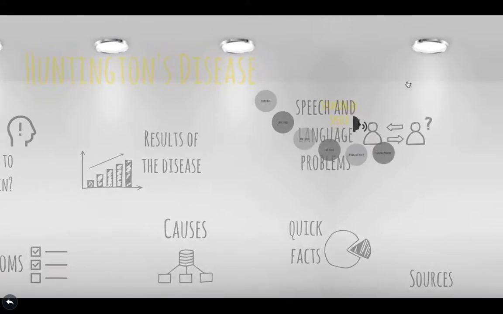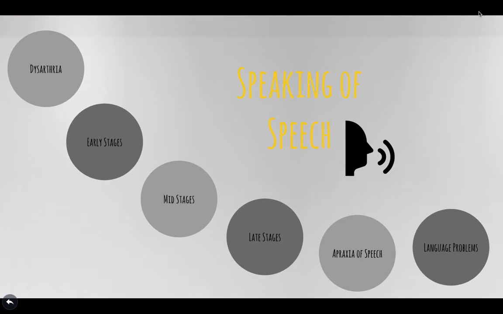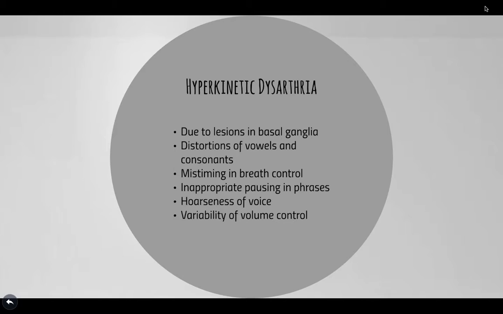As far as speech and language problems that you can develop because of Huntington's disease, there are quite a few that can arise in somebody. They can experience hyperkinetic dysarthria, and some of those symptoms are distortions of vowels and consonants, mistiming in breath control, inappropriate pausing in phrases, hoarseness of voice, and variability of volume control. Hyperkinetic dysarthria is due to lesions in the basal ganglia, which was one of those areas of the brain that was affected by those mutated proteins.